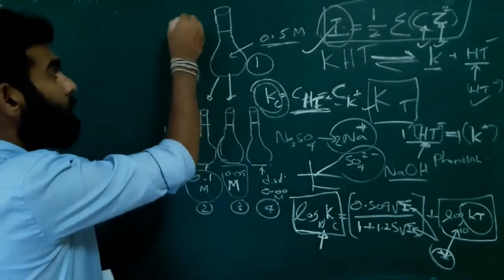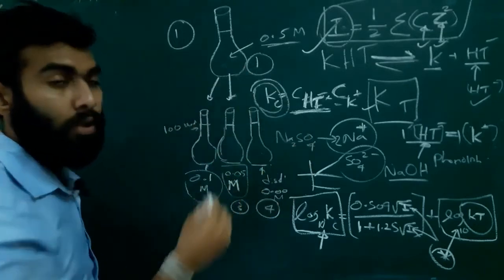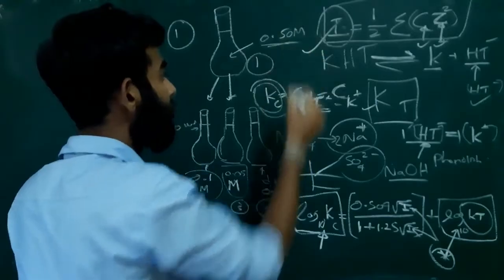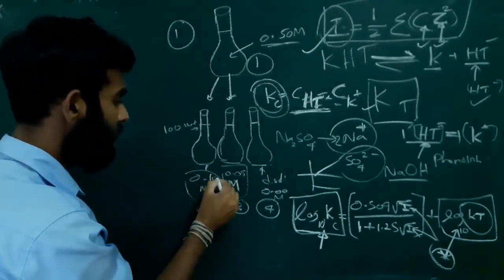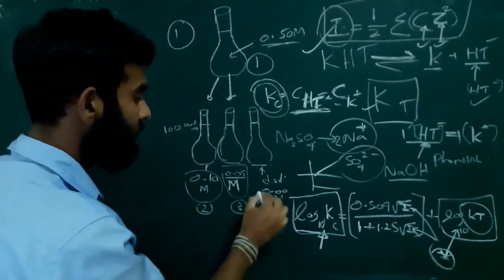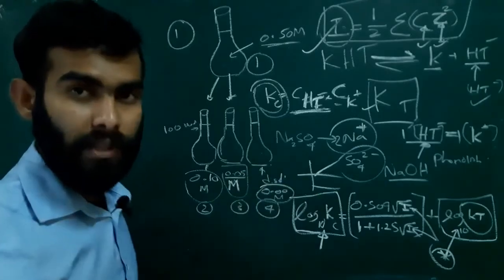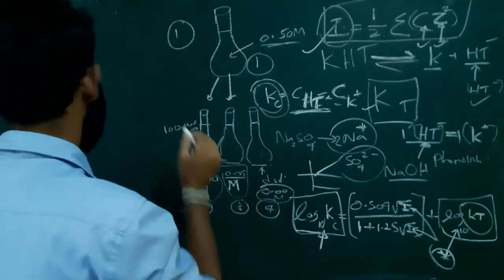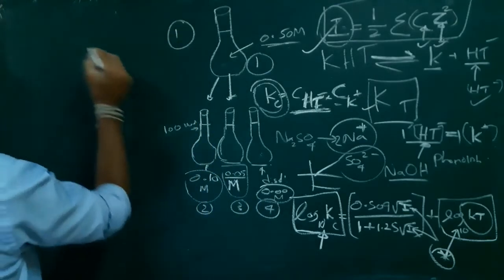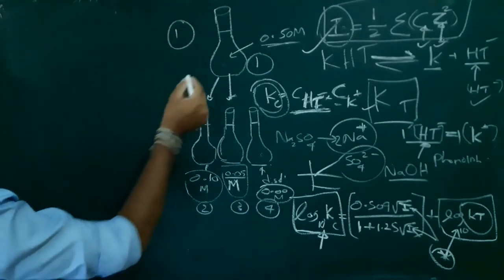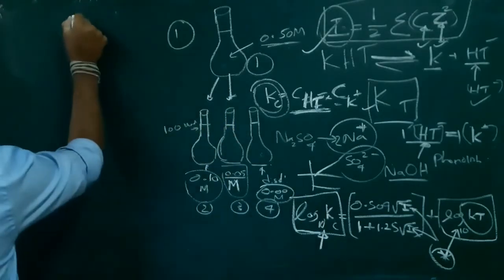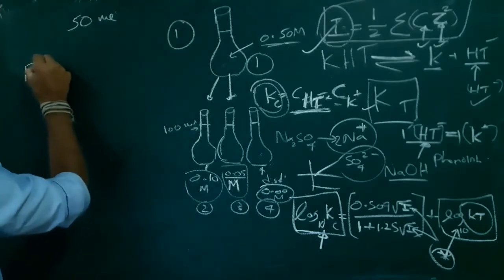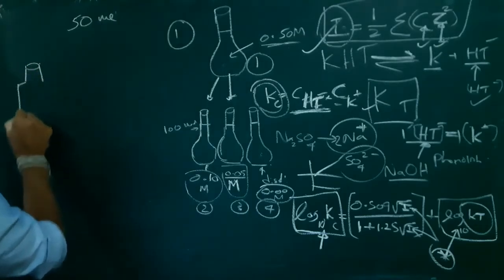First of all, we have to prepare these 4 solutions containing different ionic strength. Here 0.5, here 0.1, here 0.05 and here 0.0, meaning no sodium sulfate, just distilled water. After doing this, we will measure 50 ml of this sodium sulfate solution into 4 different stoppered bottles.